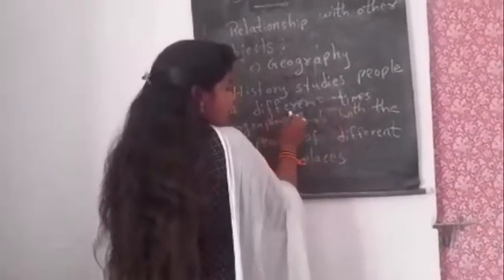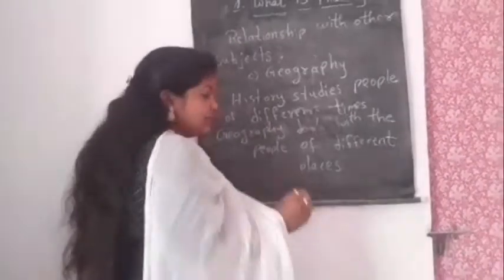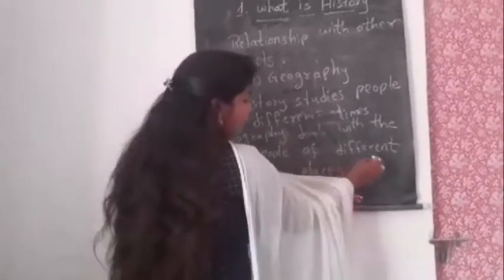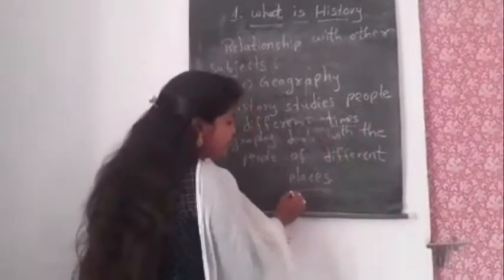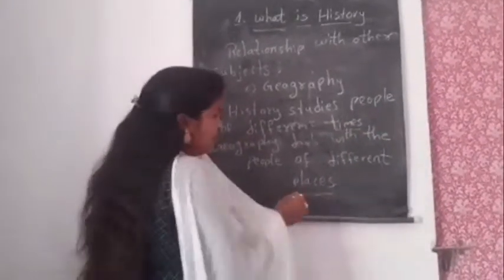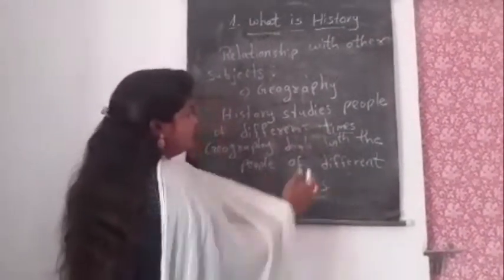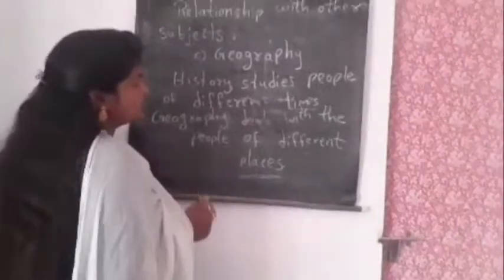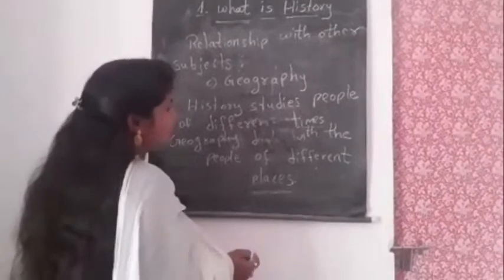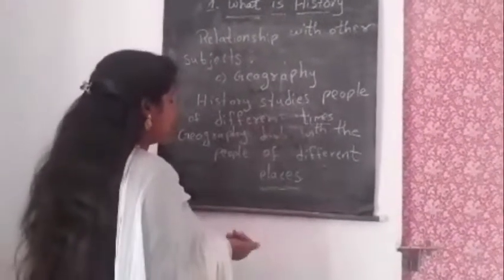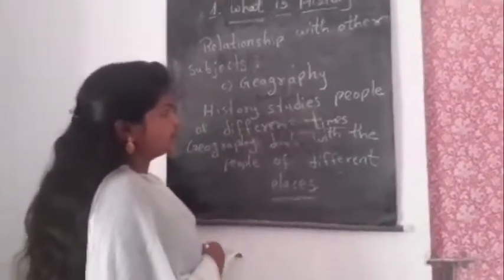Okay, different times. And geography deals with the people of different places. History deals with times and geography deals with places. Okay, which places? Different places. And which times? Different times. Okay, look at the chart. Write neatly. Geography point: history studies people of different times and geography deals with the people of different places.